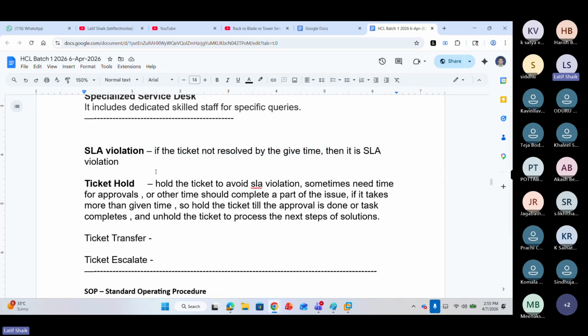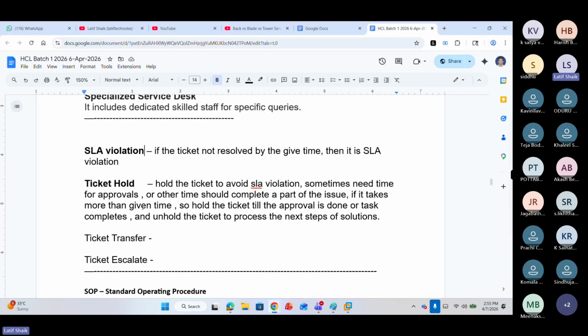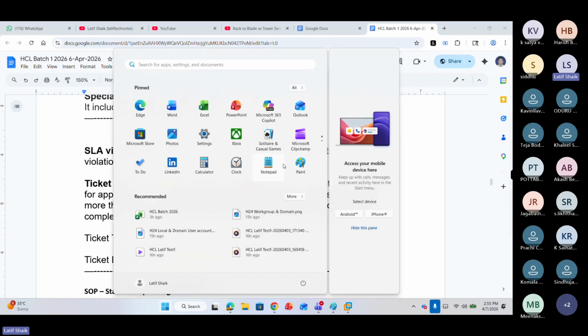And in ticket handling, these three or four things are very important. What are they? SLA violation, ticket holding, ticket transferring, ticket escalations. Okay. So these are very important while you are handling tickets. We'll see them one by one. What is a ticket violation? How to avoid these ticket violations? How to handle the violations?